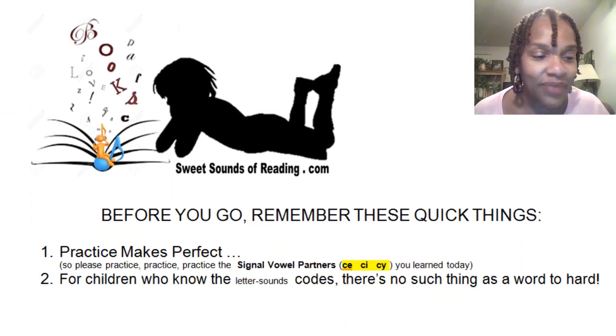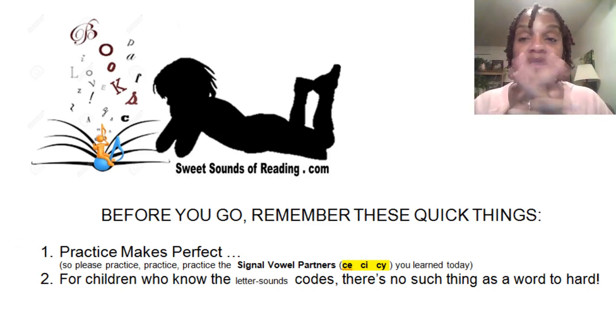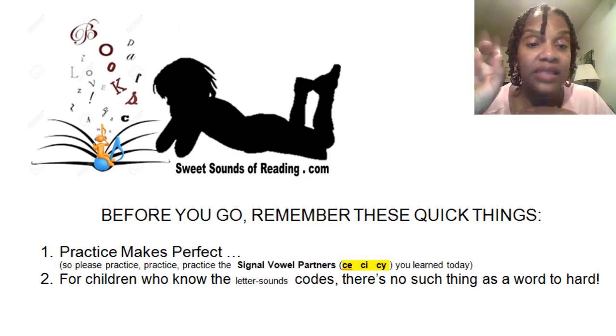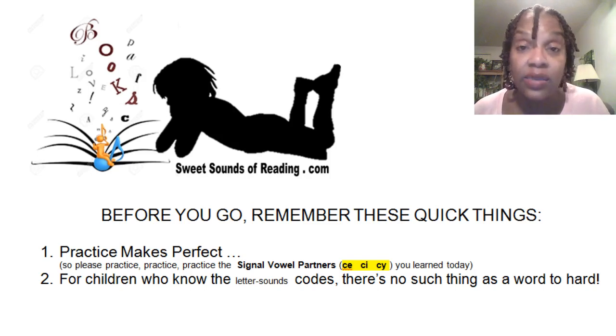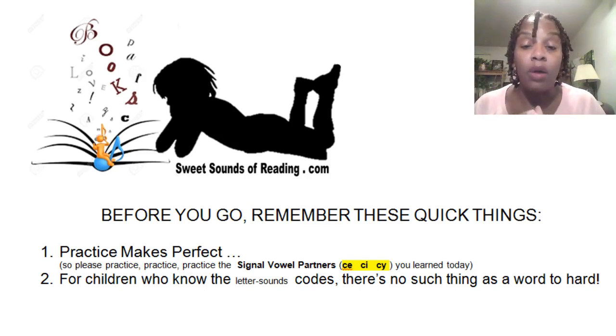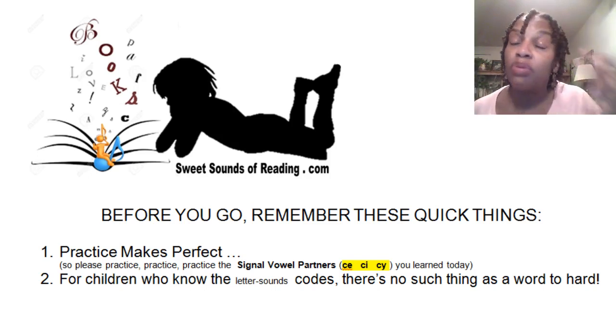All righty then. So here we are. Remember, practice makes perfect. There was so much to learn in today's class. Before you go, there are two quick things. I need you to practice the signal vowel partners. This is one of the more important classes, the Tag or E class, the signal vowel classes, and there are a couple more. They're all important, but these are the most important if you want to be able to break down the sounds inside of any words.